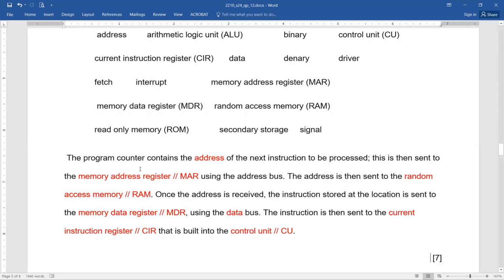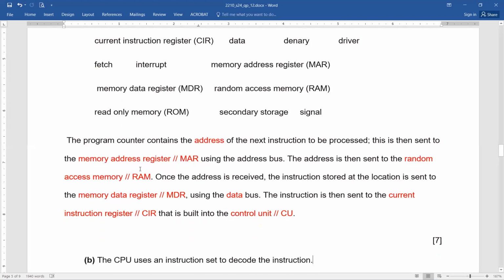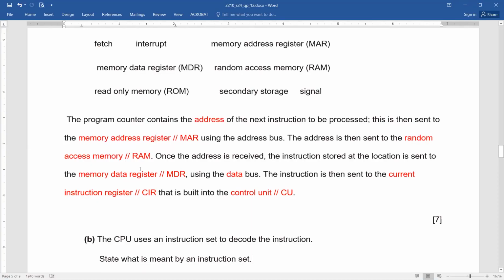By the way, if you remember the different registers that are present in CU, CU has CIR as well as program counter. That's great. So if you have remembered these, you have answered it properly, you will be able to score 7 out of 7 because there were 7 blanks. You have filled in every blank properly, you will be able to score.